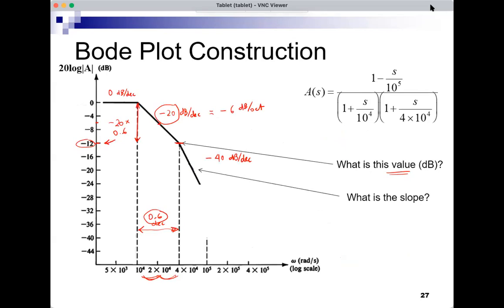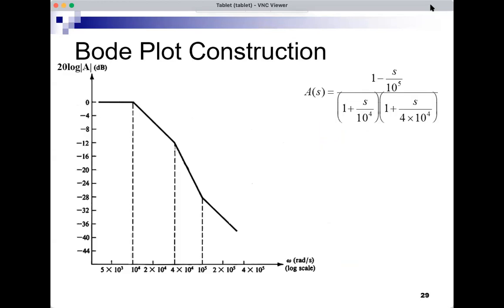So now that we know this, let's explain this point when we reach the zero, and explain the slope after this point. The slope after this point is the slope after we encounter a zero. And the procedure tells us that if you encounter a zero, then the slope after the zero would be the slope before the zero plus 20 dB per decade.